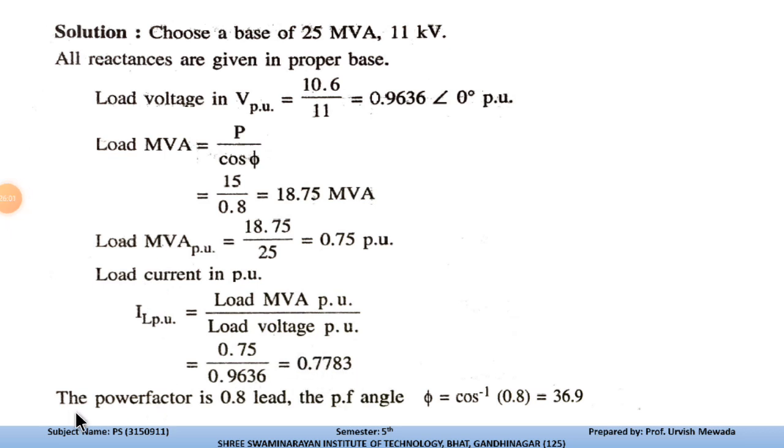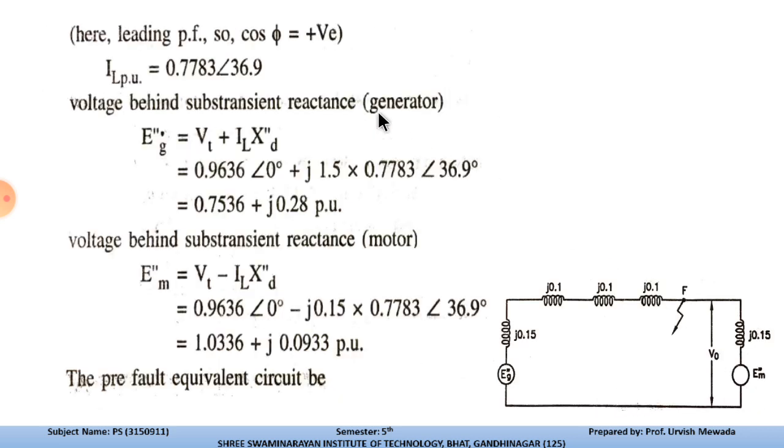The power factor is 0.8 leading, so cos phi is equal to 0.8. So phi is equal to cos inverse of 0.8, which is 36.9 degree. Here it is a leading power factor, so the angle is positive. So IL per unit is 0.7783 at angle 36.9, that we have calculated from the previous slide.